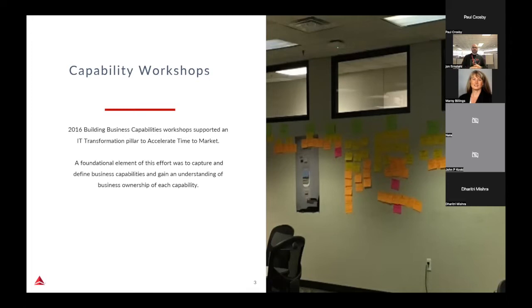The yellow is the level two, and then we started talking about level three capabilities. And so we were able to do this in a relatively short period of time. So then we could leverage this in IT to point back to the particular applications that support these critical functions.